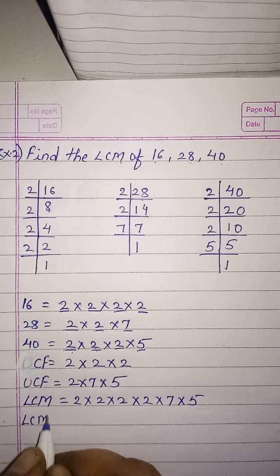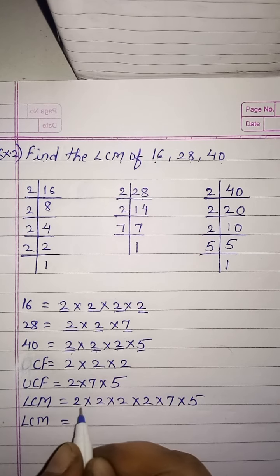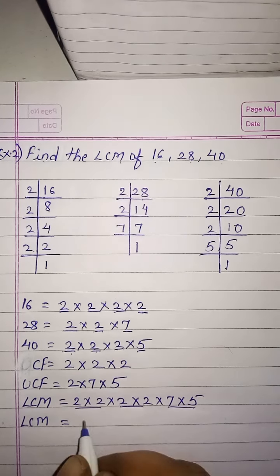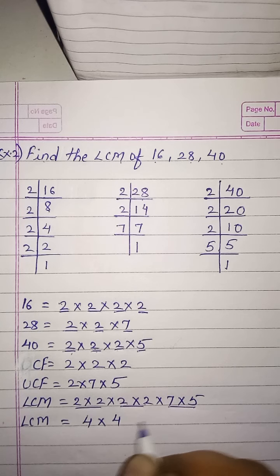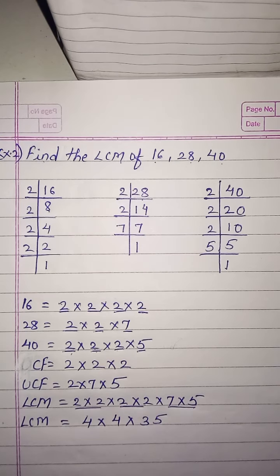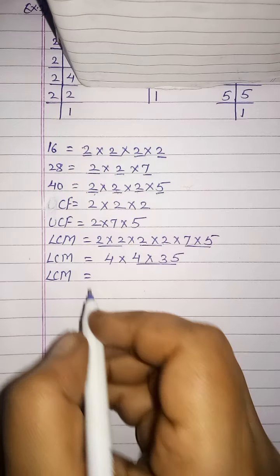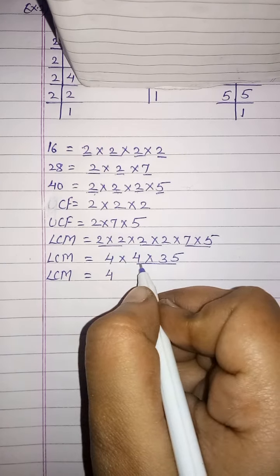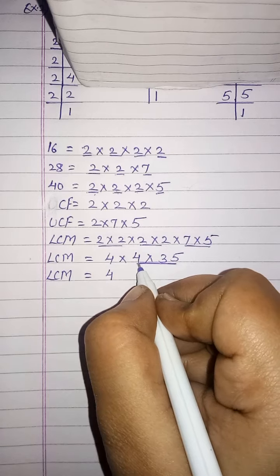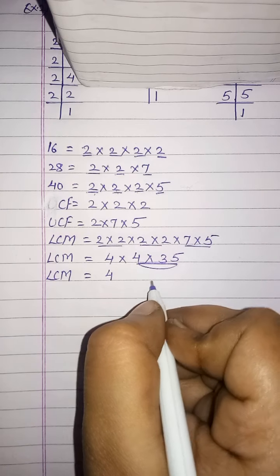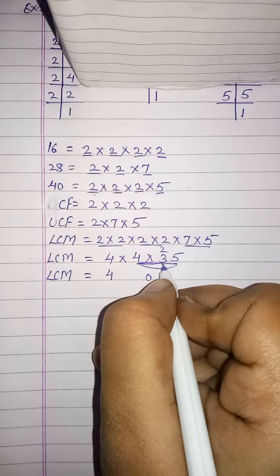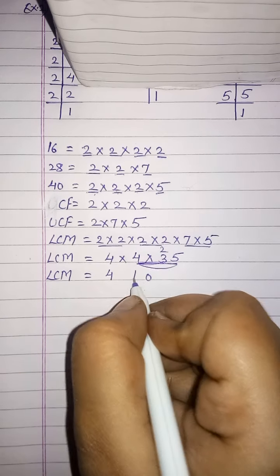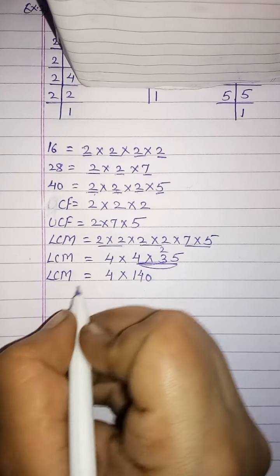So LCM is equal to 2 2s are 4 into 2 2s are 4 into 7 5s are 35. So LCM is equal to 4. We first will multiply these two numbers. 5 4s are 20, 2 carry over, 4 3s are 12, 13, 14, so 140.